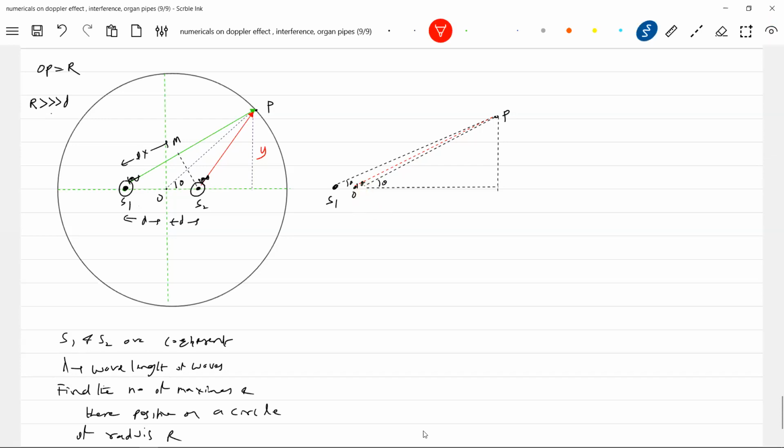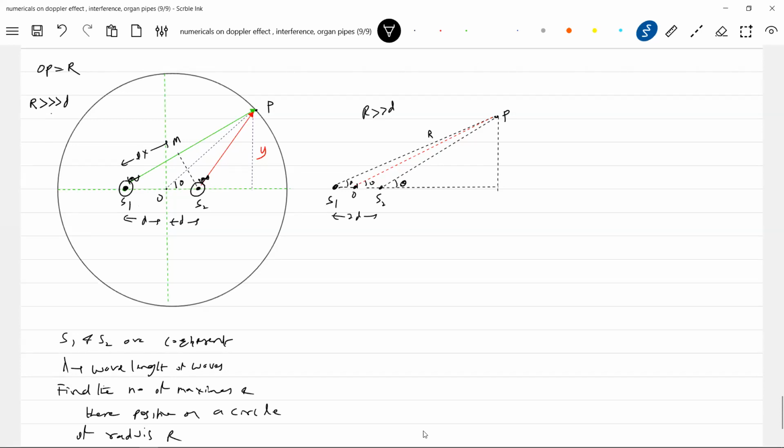Okay, some are asking that the diagrams are not clear. I'll put it again. You can see this. So we'll agree on this condition. This is 2d and this is almost equal to R. So when R is very much greater than d, all these lines S1P, S2P and OP will subtend the same angle with the horizontal. This is the one basic necessary condition.